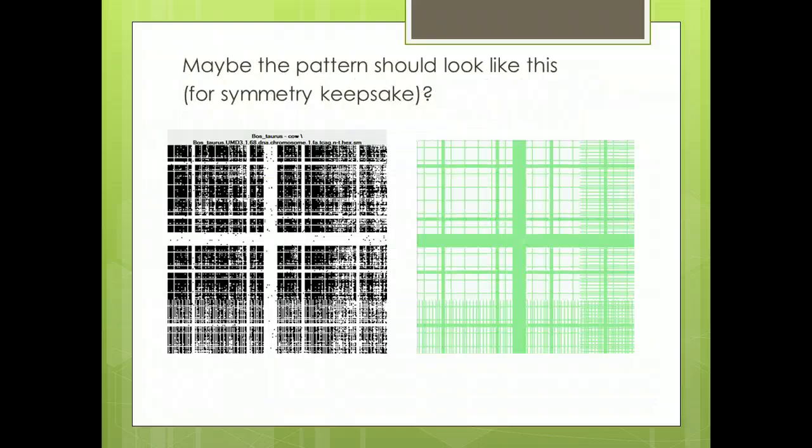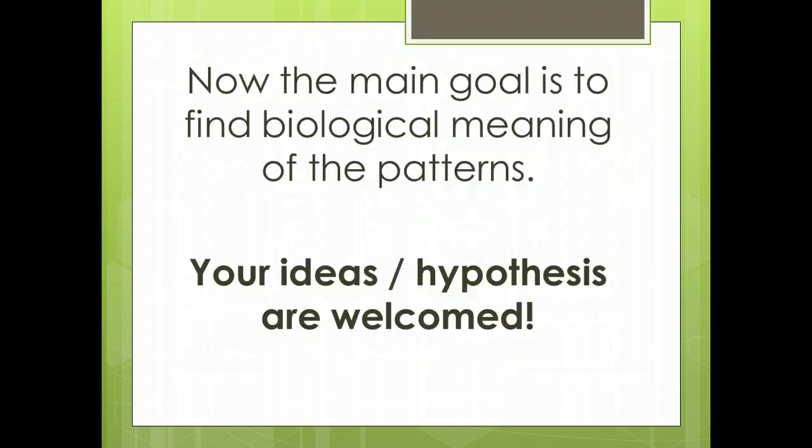And when I thought about this, when I look closely at some sum matrix, I can see something from this side, and for example, for symmetric keepsake, I can imagine that maybe this pattern will be right after all. I can imagine anything I want right now. And now I see the main goal is to find the biological meaning of the patterns. And that's where your ideas are very, very welcome. Any hypotheses are welcomed.